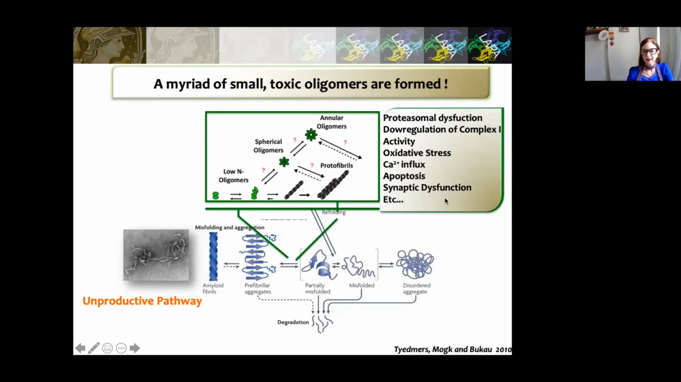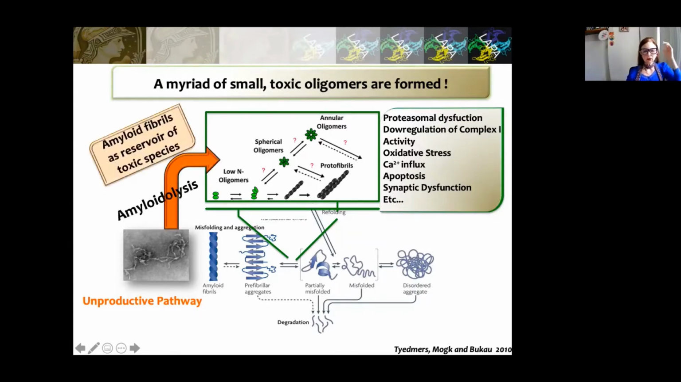And Thiago again mentioned that it can impair long-term potentiation. It's just one example. And I would like to call your attention to the fact that the amyloid fibers already done, already made, mature, can undergo what we call amyloidolysis. That's the process of the breakage of this structure, feeding again these toxic species.